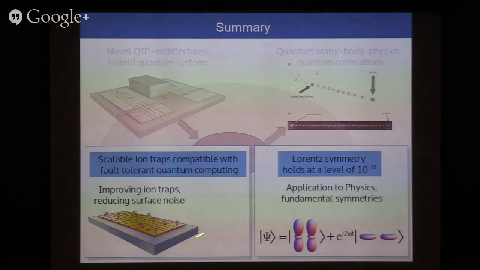And the 2 points I talked about is how we prepared an ion trap, a scalable ion trap, first time compatible with fault-tolerant quantum computing. So we haven't done fault-tolerant quantum computing for sure, but it's now at least compatible with it. It wasn't the case before, and we verified that Lorentz symmetry holds at a level of 10 to the minus 18 for the difference between electrons and photons.